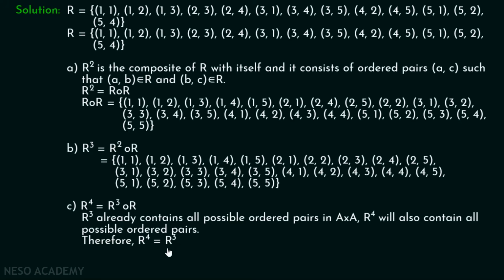If we want to find R to the power 5, then that will also be equal to R to the power 3, right? R to the power 3 is already holding all the ordered pairs in A cross A. This is the maximum possible. Therefore, nothing extra can be added in R to the power 4. So it is clear that R to the power 4 is equal to R to the power 3. Similarly, R to the power 5 is also equal to R to the power 3, and so on, right? So this is how we can find the composite of a relation with itself.